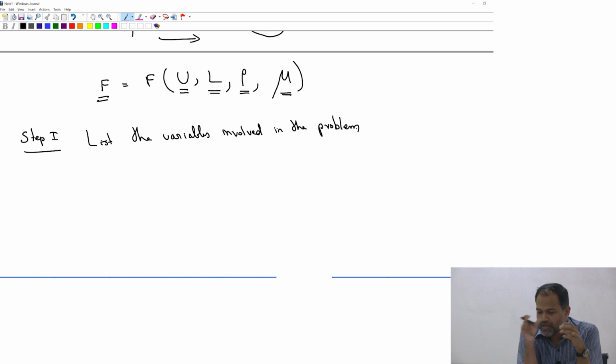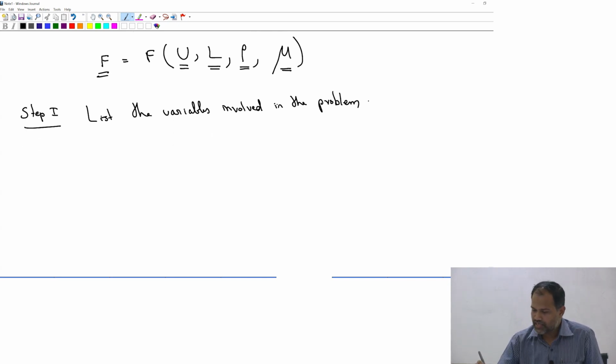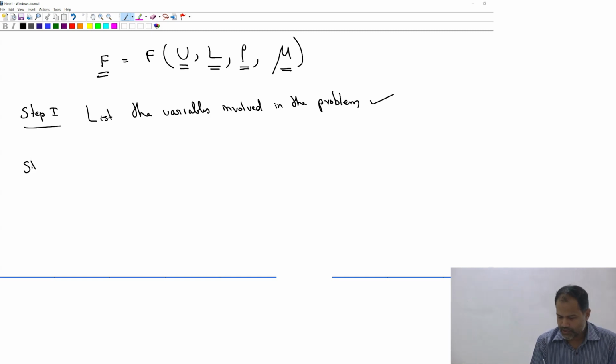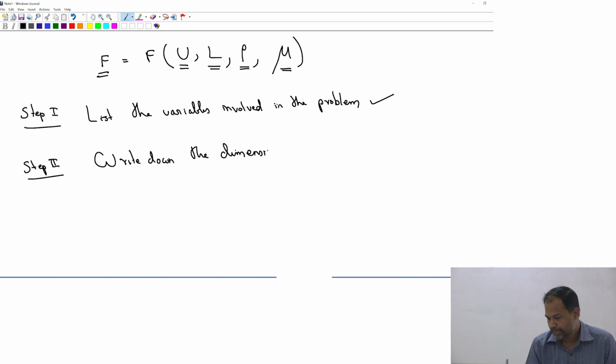So in this particular problem, we have taken now 5 different variables, right? Force, length, velocity, density, and viscosity of the fluid. These are the 5 things that we have. And our objective is to now derive an equation which will be a non-dimensional equation. So, first thing is done, list the variables involved in the problem. Step 2, write down the dimensions of each variable.